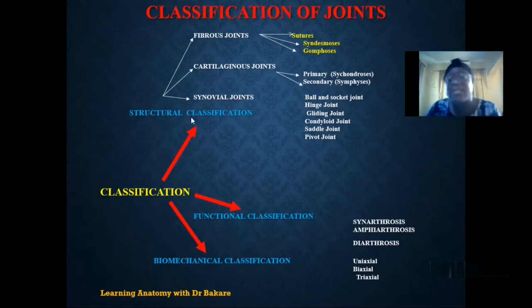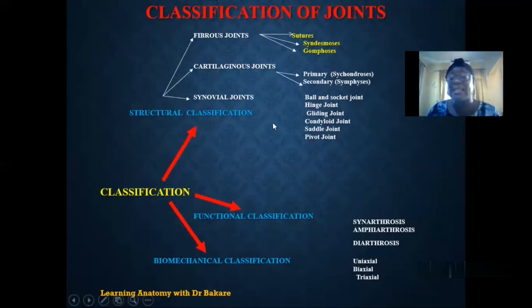And for the secondary type of cartilaginous joints, the cartilage that is seen within the joint space is still seen to be cartilaginous. This type of joint is seen mostly along the median plane. And a very good example of this is the pubic symphysis.